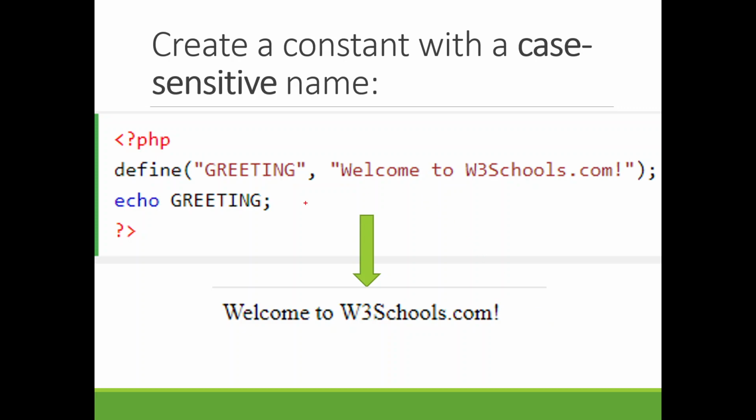This is an example. So again, we begin by doing the define function. Then this is the name of the constant. Then this is the value of the constant. It is not compulsory for you to specify the true or false. It's optional, but by default it's false, meaning it's case sensitive. So if you do echo greeting, then it's going to output this on the screen.